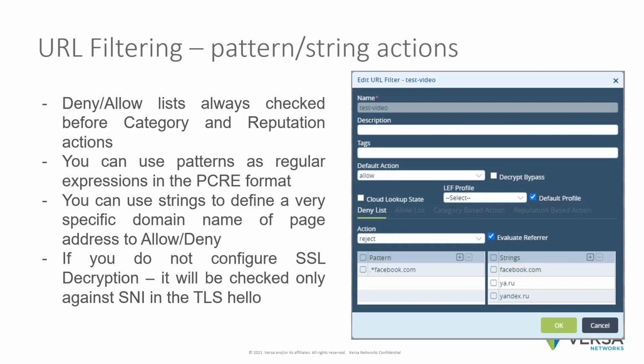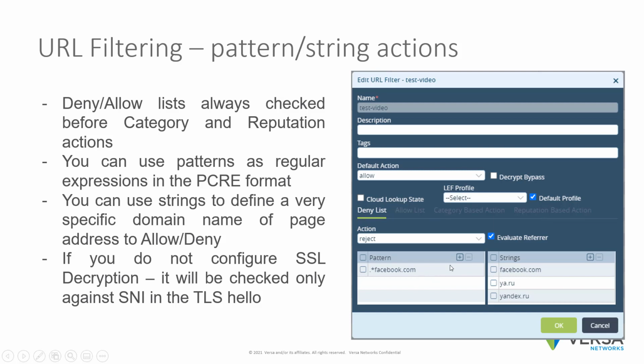So next is URL filtering based on a pattern or a string. In the custom URL profiles, which I just showed you how to use for category-based actions or reputation-based actions, we can also see a deny list and an allow list. Deny list and allow list are always checked before category-based action and reputation-based action, so we can use them to make exceptions for the categories or for the reputations. But we can also use them just to block certain websites.